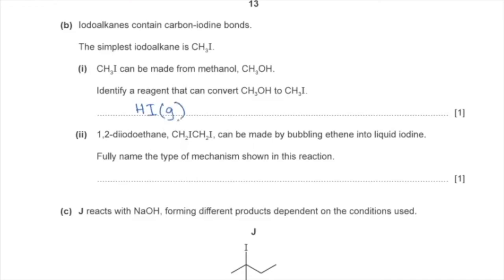Part 2, 1,2-diiodoethane can be made by bubbling ethene into liquid iodine. Fully name the type of mechanism shown in this reaction. Okay, so converting alkene to halogenoalkane, this type of mechanism is called electrophilic addition reaction, because there's addition of 2 iodine atoms.